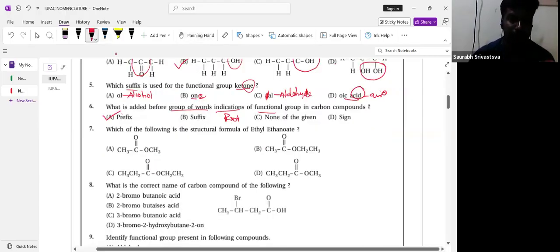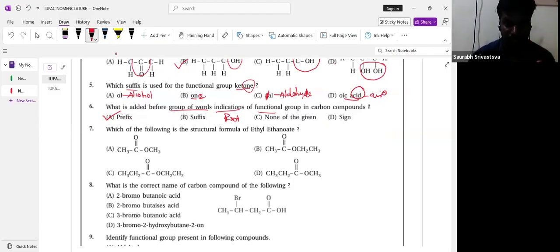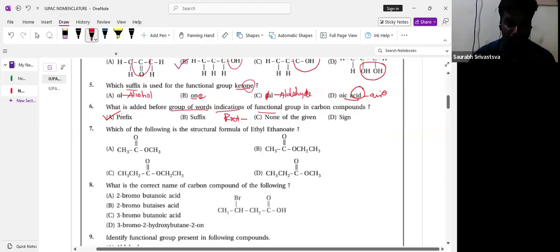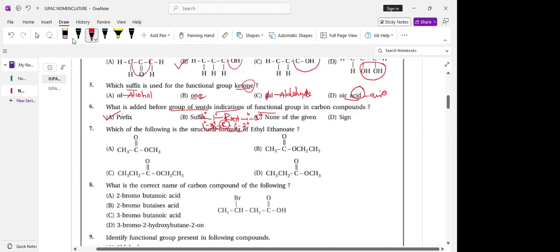Prefix: primary prefix, then secondary prefix. Next, primary suffix, secondary suffix. From here, primary and next secondary. Sometimes they will make a mistake. They will write primary, secondary, root word, and again primary, secondary. It is wrong. From the root word you have to start: primary, secondary, primary, secondary. Okay.